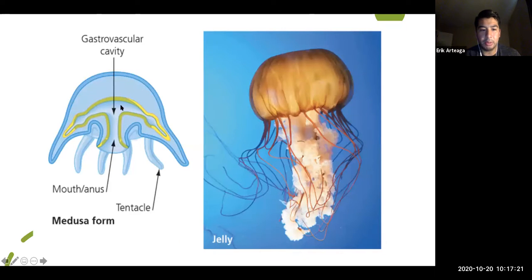So here we have the same developmental stages. We have that body cavity, the gastrovascular cavity. We have these stinging cells, again, that are used to trap prey. Then they can use those cells to pull prey up into the gastrovascular cavity for digestion.